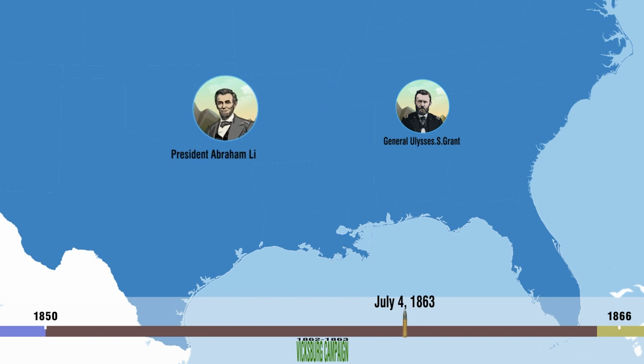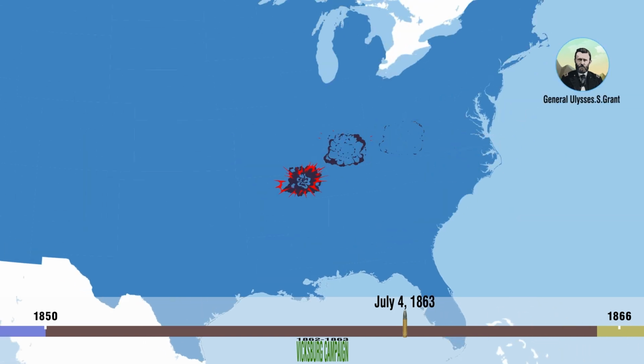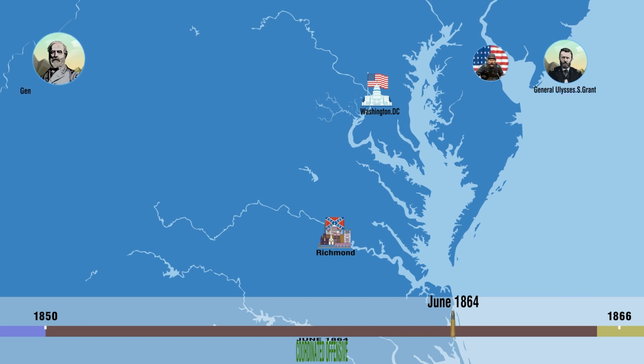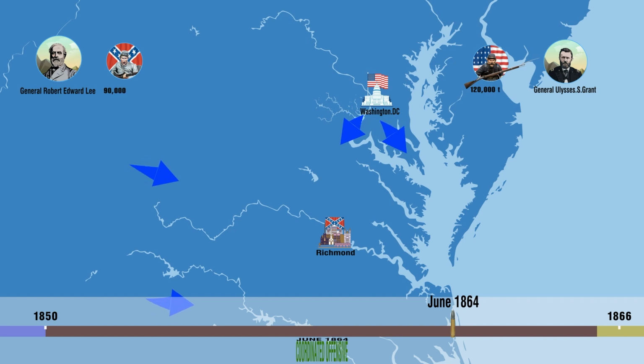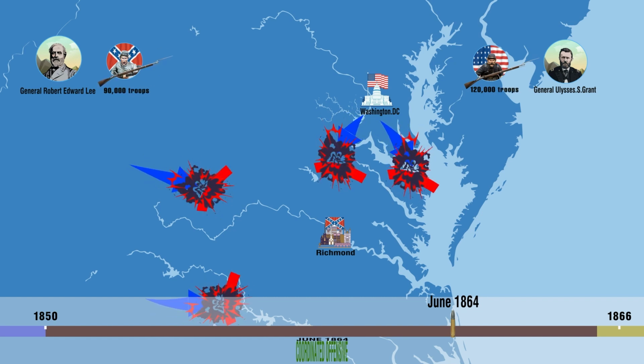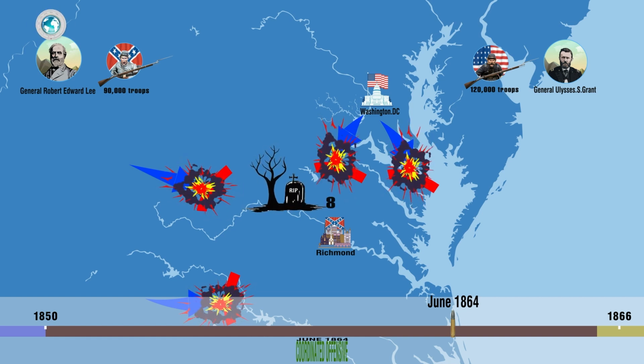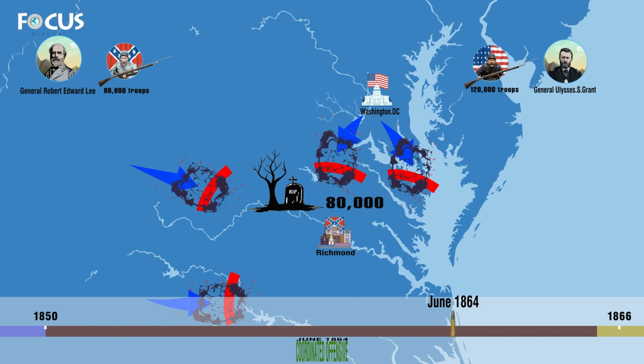General Grant, recognized for his outstanding performance on the battlefield, was appointed as the overall commander of the Union Army by President Lincoln. Upon assuming command, he immediately ordered a coordinated offensive on all fronts. June 1864, General Ulysses S. Grant, leading over 120,000 troops, initiated a series of campaigns to advance towards Richmond. The Union Army faced fierce resistance from the Confederate Army under General Lee's command. Continuous engagements between the two sides resulted in 80,000 casualties within just 6 weeks.